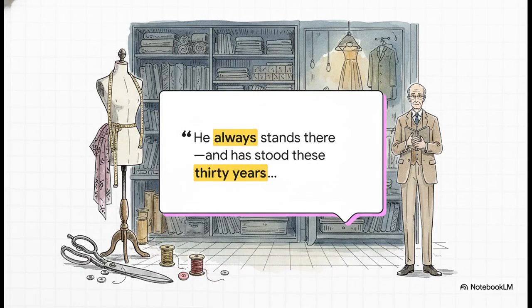Then, moving into the comprehension practice, you might run into a deeply character-driven text like this one here. "He always stands there and has stood these 30 years in the back part of his shop, his tape woven about his neck." This specific passage is all about a tailor and his longtime customer. In the exam, you'll be asked not just what happened, but why the narrator felt a certain way. To answer that effectively, you've got to read slowly, understand the underlying tone, like the calm, unsullied intercourse that the text mentions, and then rephrase the answers clearly in your own words, all while maintaining the exact tense of the question. It's tricky, but totally doable.